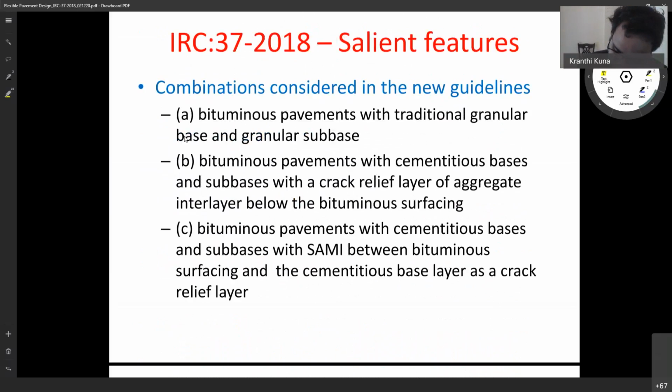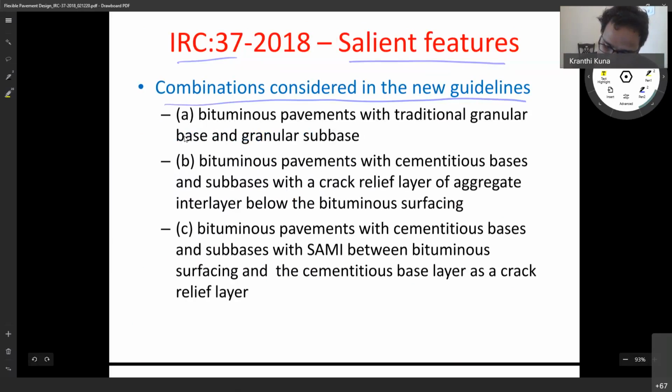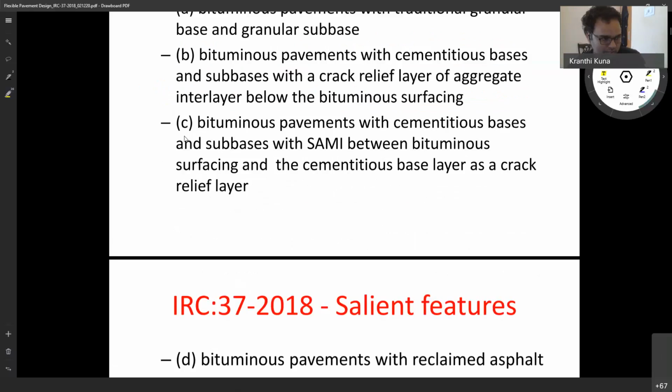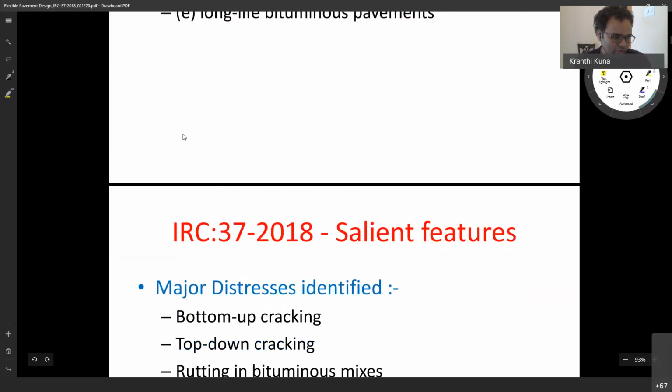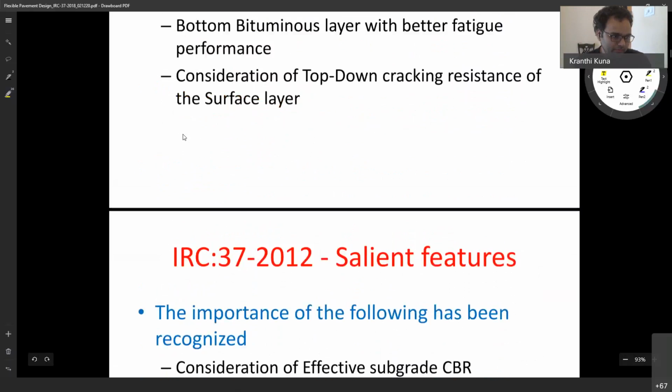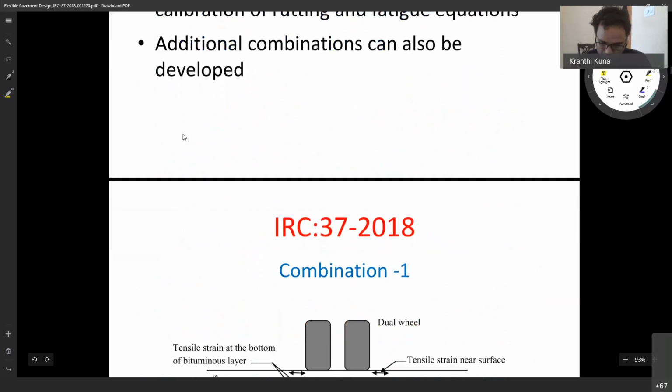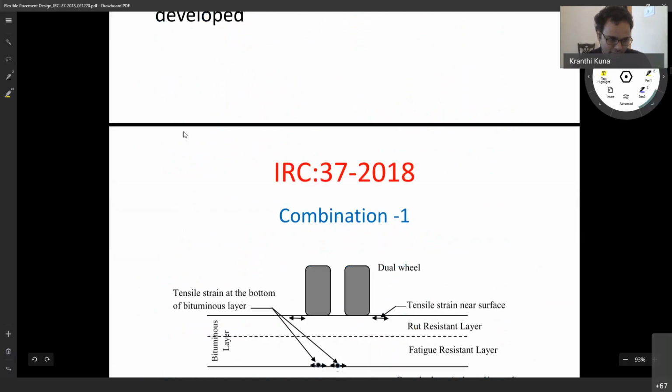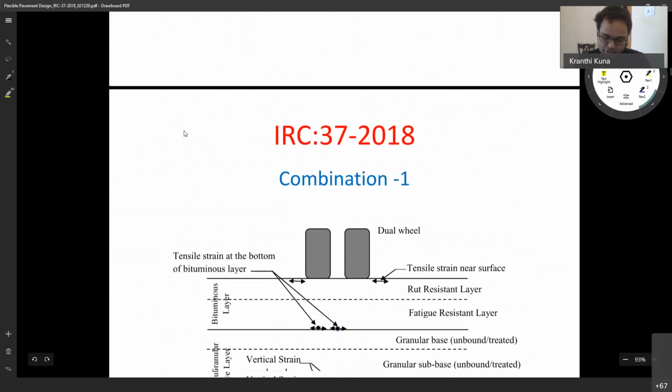So this is the IRC 37. First I'll start with some salient features. So what are the considerations? Based on IRC 37, you can have different combinations considered in the new guidelines. Rather than reading these, I will directly show what those cases are. I will come to these slides as well. Do not worry, I'll come to these after showing this.